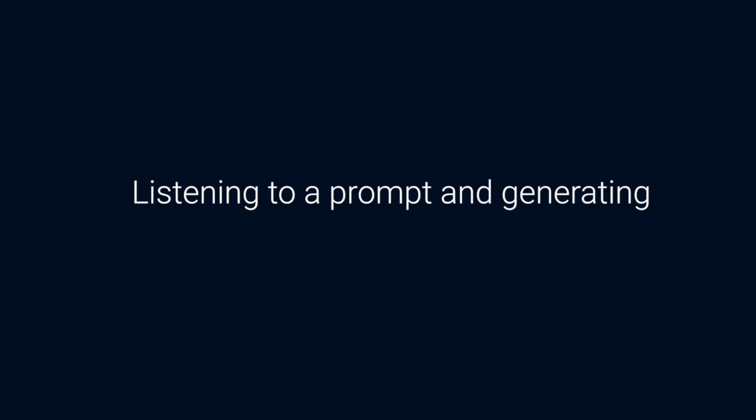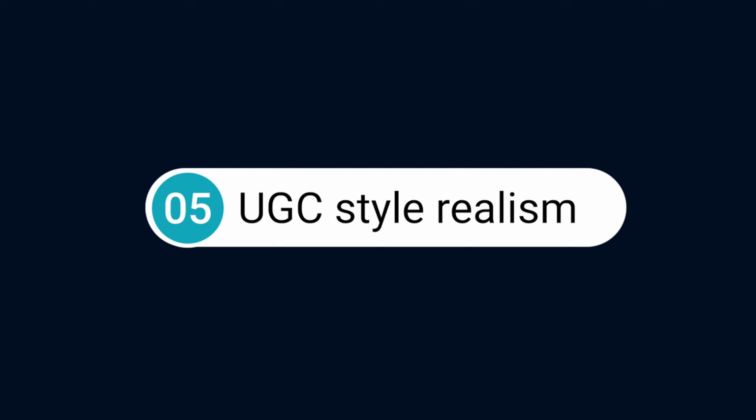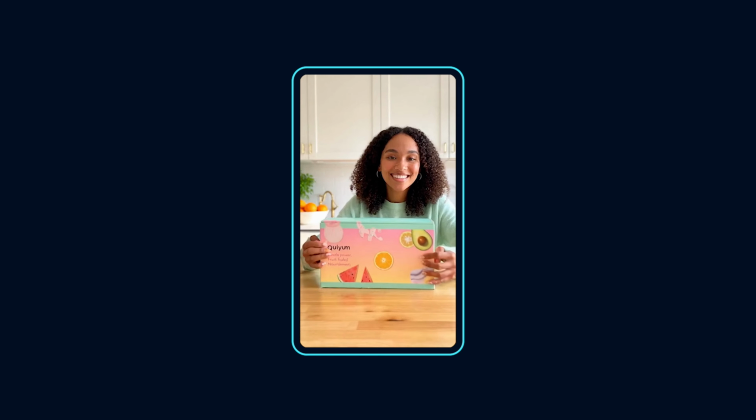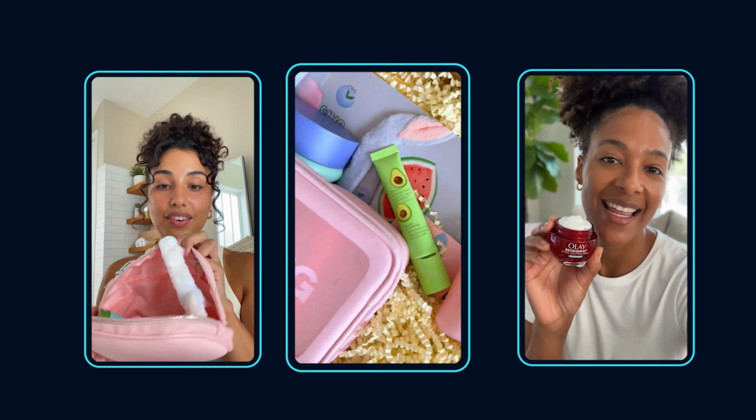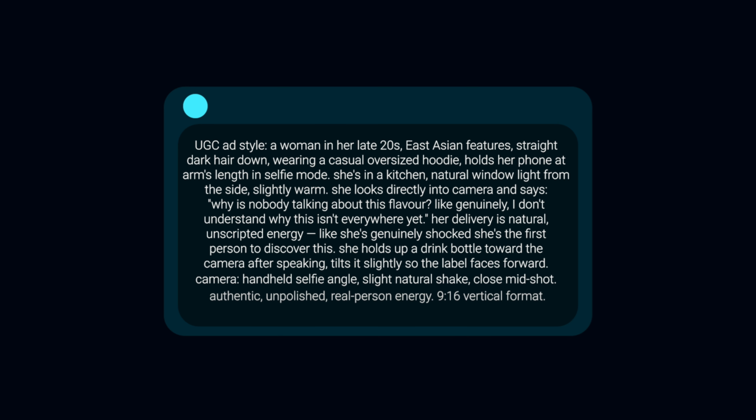Understanding a prompt and generating convincing human responses are two different things, which is why this next test is arguably the most practical one for creators today. Because UGC-style content typically features realistic people talking directly to the camera, I prompted both models with a scene of a woman holding her phone in selfie mode, talking directly to camera about a drink flavor she really enjoys, the kind of UGC ad you see all over TikTok and Instagram.